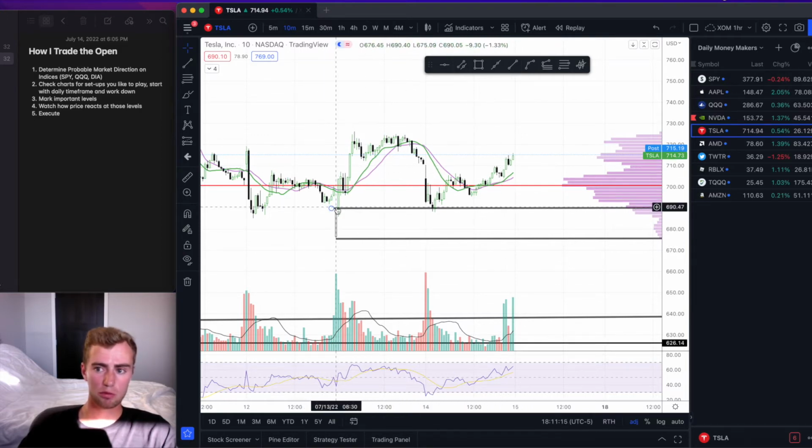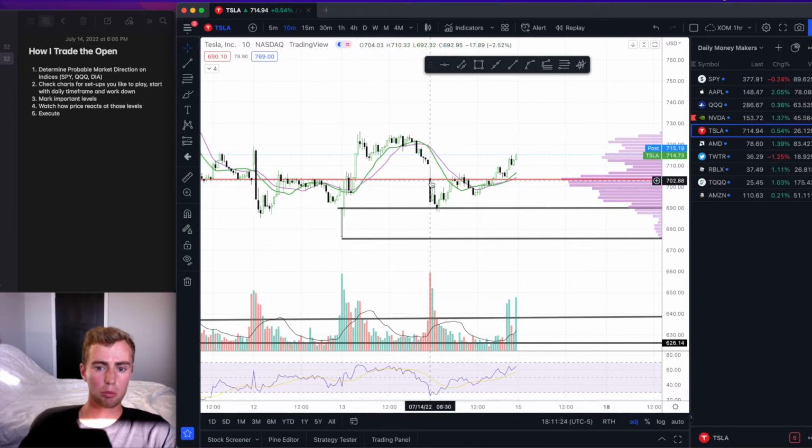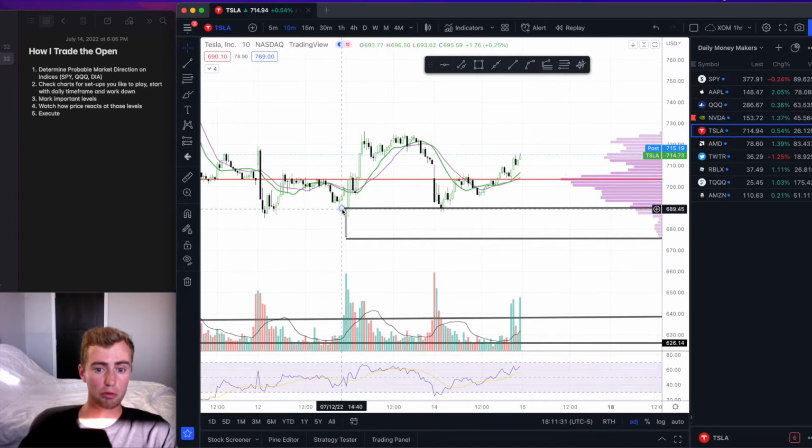So this was from 7/13. This was from yesterday, which was a Wednesday. And you can see it pushed up all day, and then here we are. This was the open today, and this was the level I was watching here for Tesla. This was the opening range high from the day before.